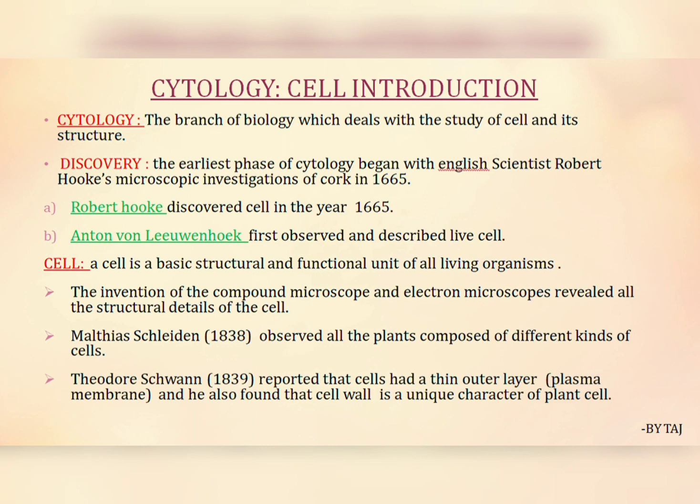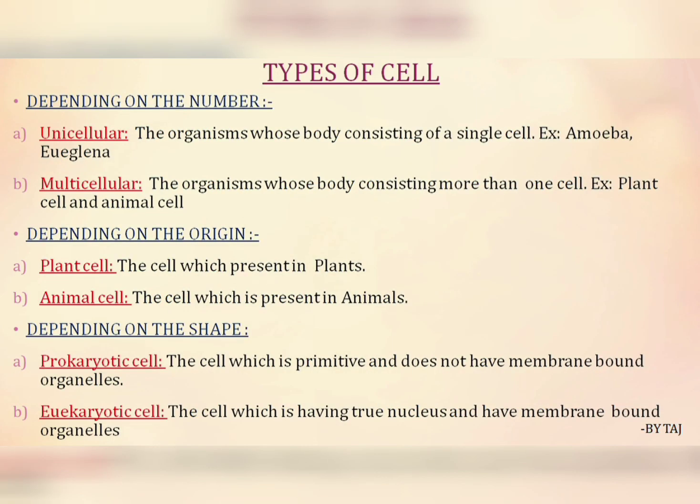So coming to the types of cells, depending on the number, they are classified into two types, that is unicellular and multicellular. Unicellular means organisms whose body consists of a single cell. Example: amoeba, euglena. Multicellular means organisms whose body consists of more than one cell. Example: plants and animals.